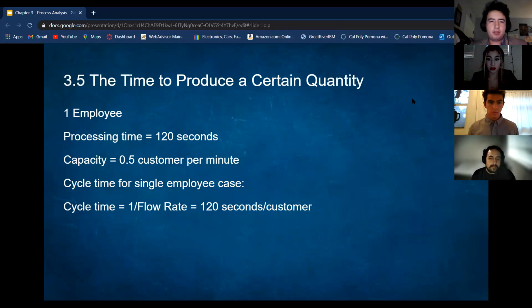Okay, so my name is Arturo Garza. I'm going over the 3.5 section of the chapter, the time to produce a certain quantity. And so basically, we're going to start with the one employee. Let's say given we have one employee, their processing time is 120 seconds and the capacity is half a customer per minute. And then the cycle time for the single employee case would be 120 seconds per customer.